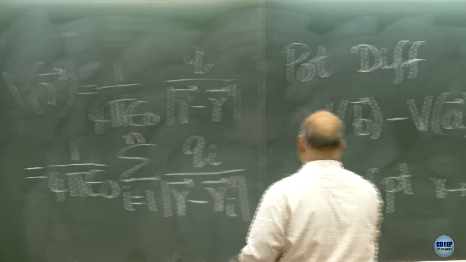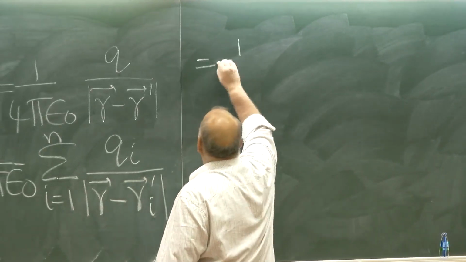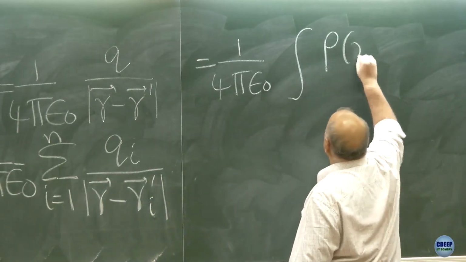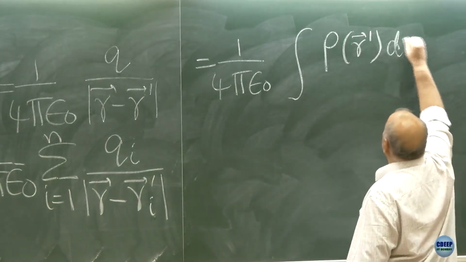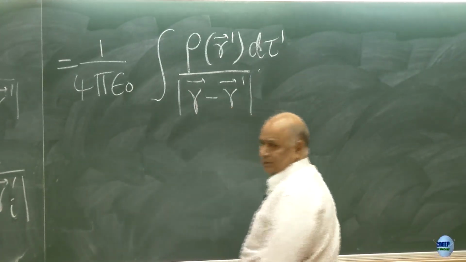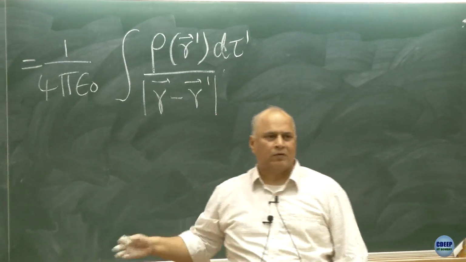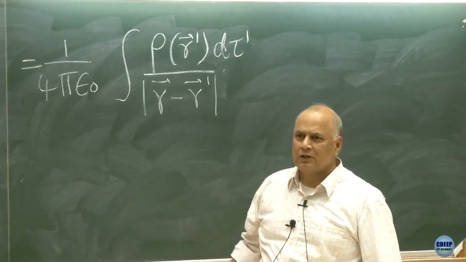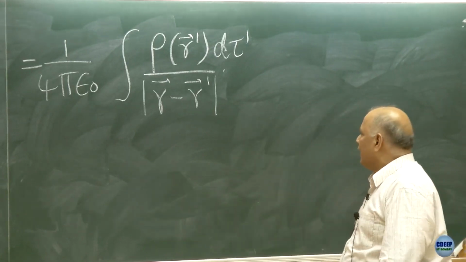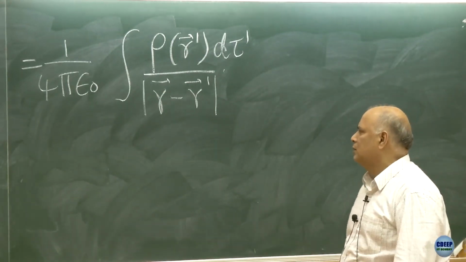And for continuous charge distributions, this becomes 1 over 4 pi epsilon naught integral rho of r prime d tau prime divided by mod r minus r prime. And this I have written for a volume charge distribution, but for a line charge distribution or surface charge distribution, you can write the appropriate formulae. Okay, I will stop here now.